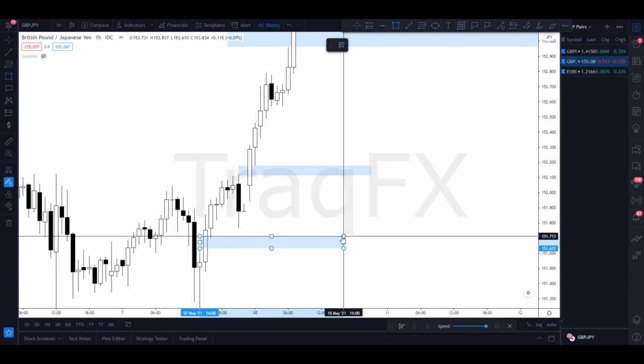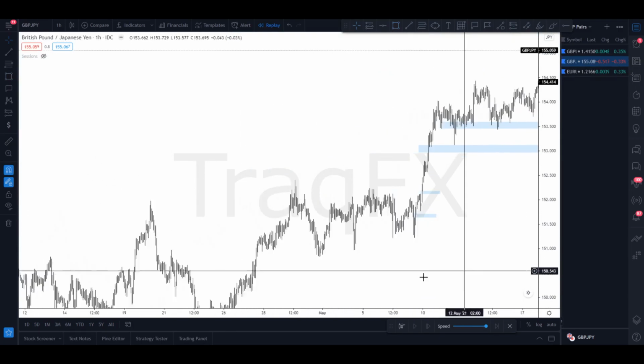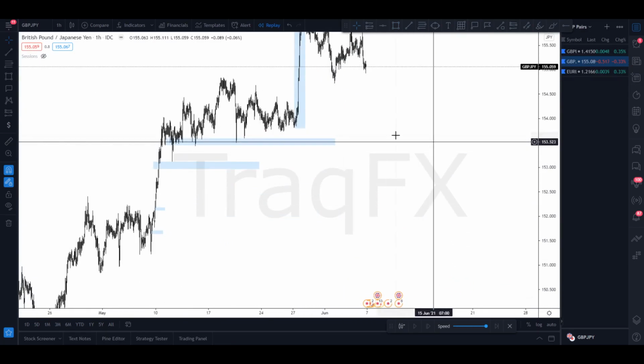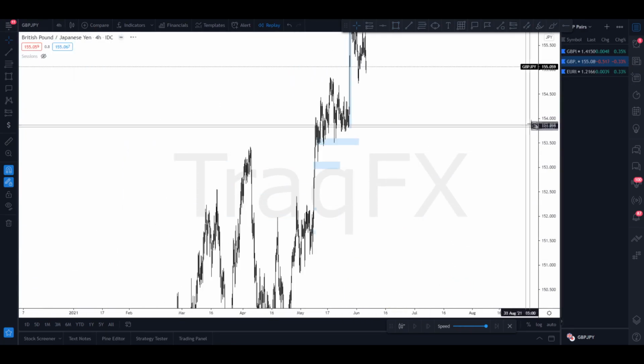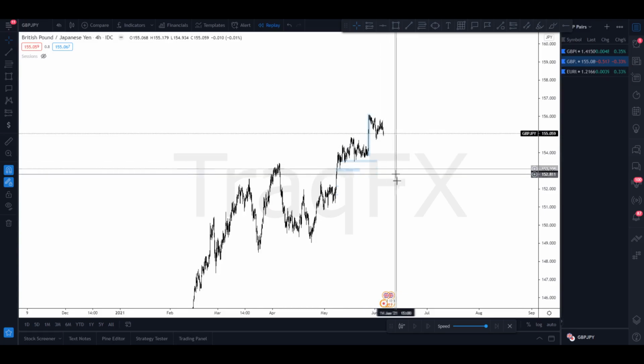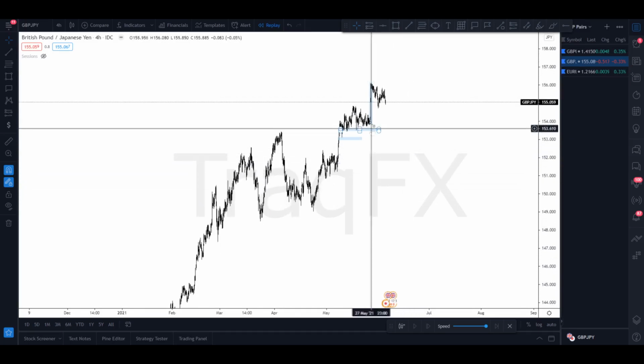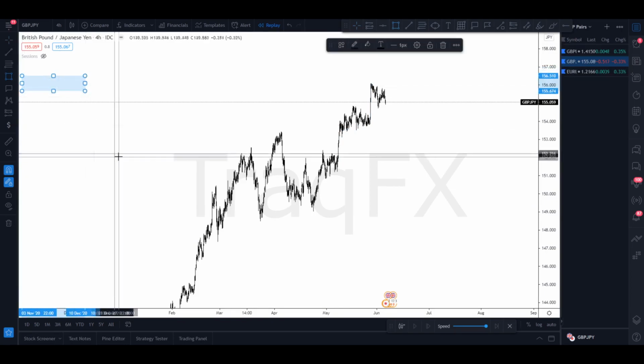So we have an overall idea of why we want to see price on GJ fall. That doesn't mean price is bearish. It just means that we have a reason on why we want to see GBP JPY fall back down. And remember, just because we're breaking the lows over here, that doesn't mean we're bearish, because we still have that macro perspective that we have to stick to.